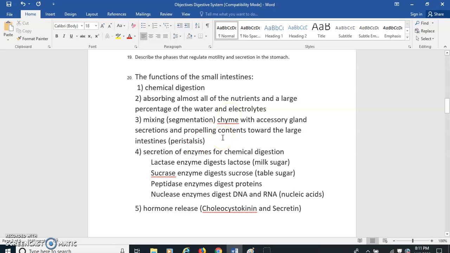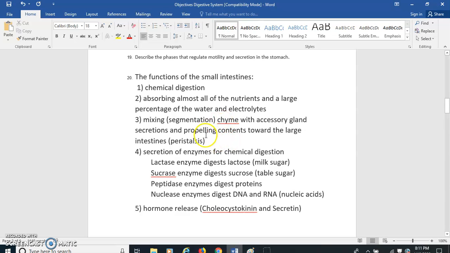All right, we're also going to get mixing. Remember, they call it segmentation. The chyme that's coming from the stomach needs to be mixed with the fluid coming from the accessory glands, which would be the pancreas, the gallbladder and liver. We need to have that mixing going on so that all those secretions get in contact with all the parts of the chyme, all the nutrients that are in there.